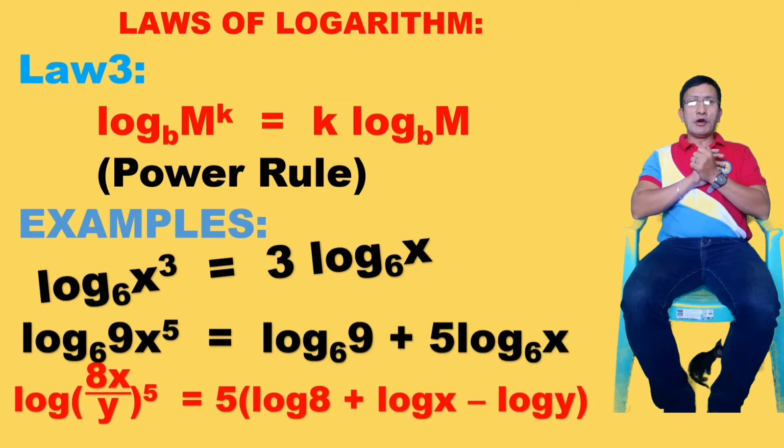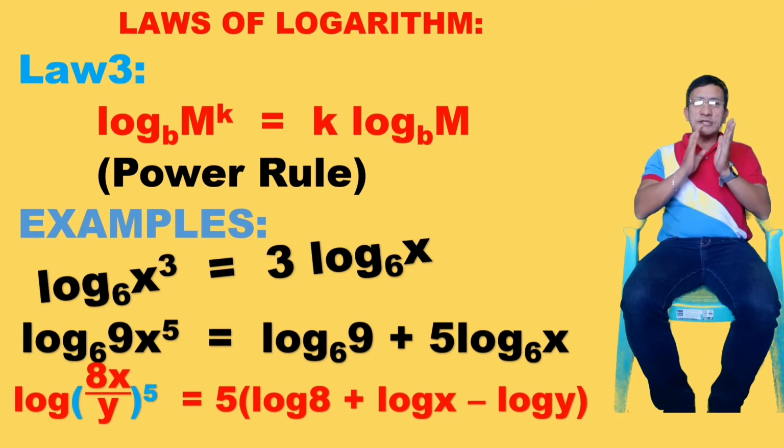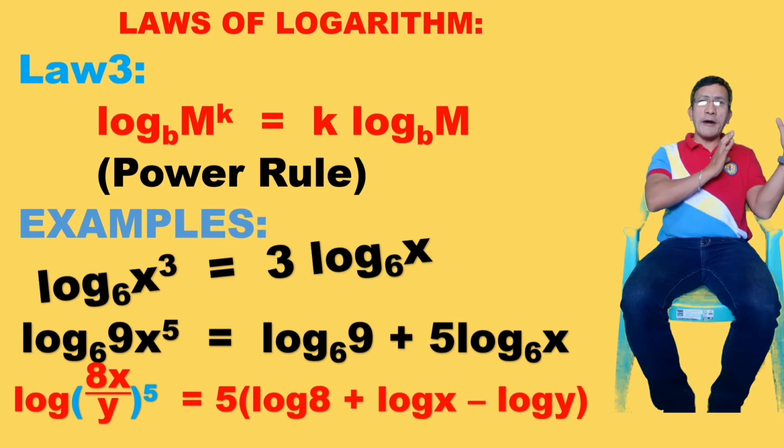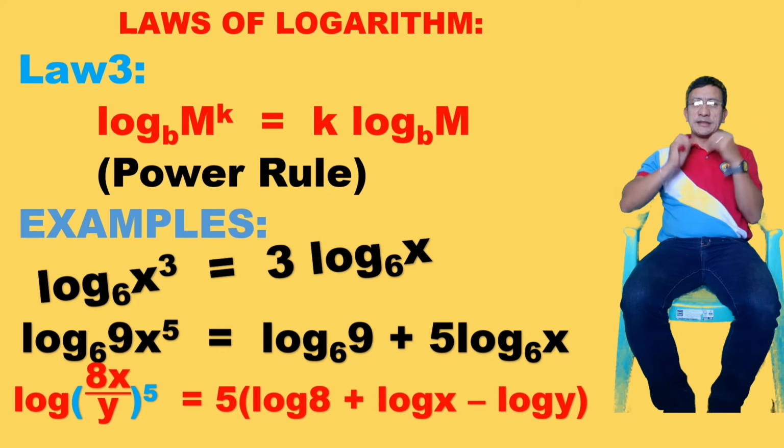Example number 3, log of quantity 8x over y raised to the 5th equals 5 log of 8 plus log x minus log y. If you will observe, 5 is outside the parentheses. That's why 5 is the coefficient of the three factors inside the parentheses.